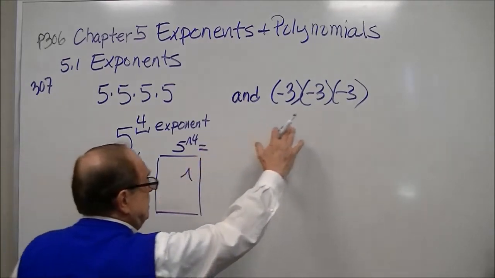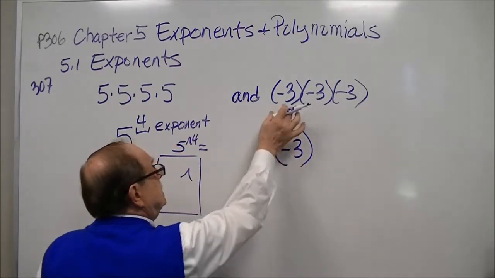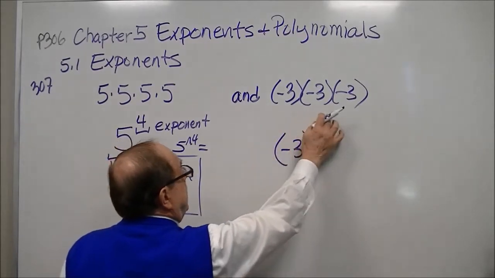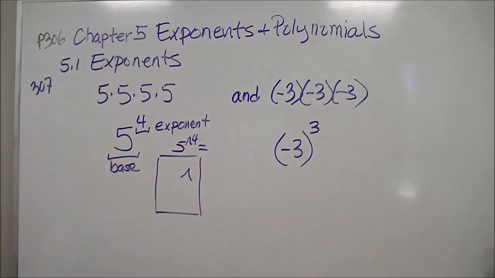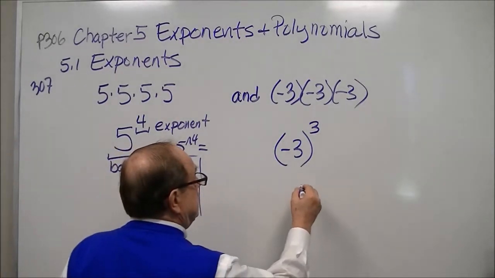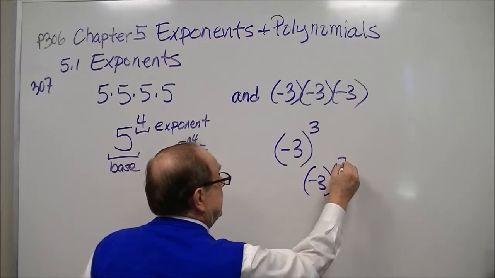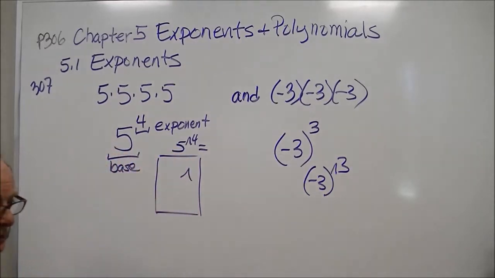And for this example, we have our base here of -3. Now, if it's in parentheses, you would put it in parentheses. And this is raised to the 3rd power. Again, if you're putting this into the calculator, you would put it in parentheses, -3 caret 3. The use of the parentheses is key, as you see as we start doing some of the examples.